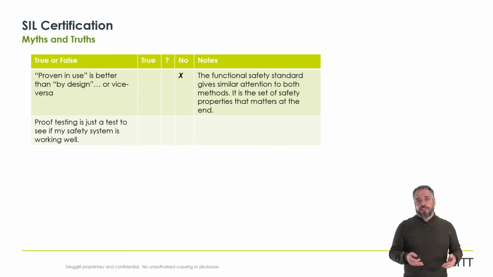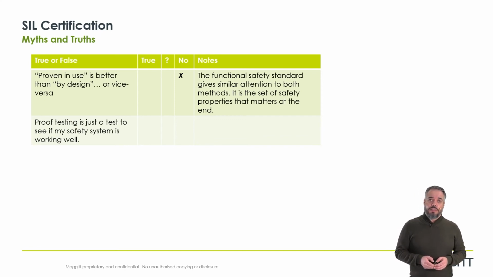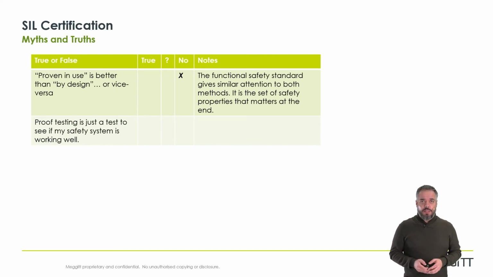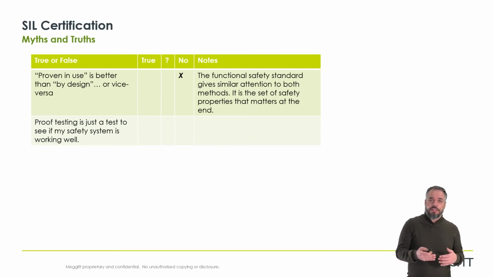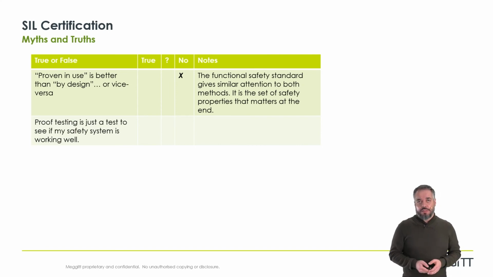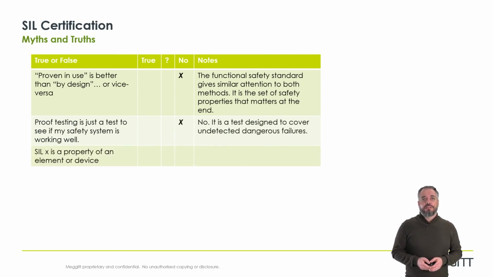Proof testing is just a test to see if my safety system is working well? As we saw, the proof test is a very specific test that is designed to cover undetected dangerous failures. It means to detect failures that are not covered by the internal diagnostics of the system. So it's not to see if my system works well, it's rather to see if my system will work well when I will need it.